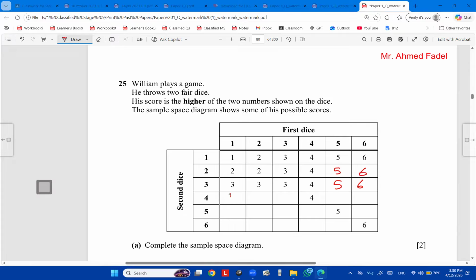Between four and one, the highest is four. Here is four. Here the highest is four. Until between four and five, the highest is five. Four and six, the highest is six. Here, 5 is higher than all of them except for the 6, which is higher than the 5. The 6 is the highest of them all. Okay, now you completed the table.